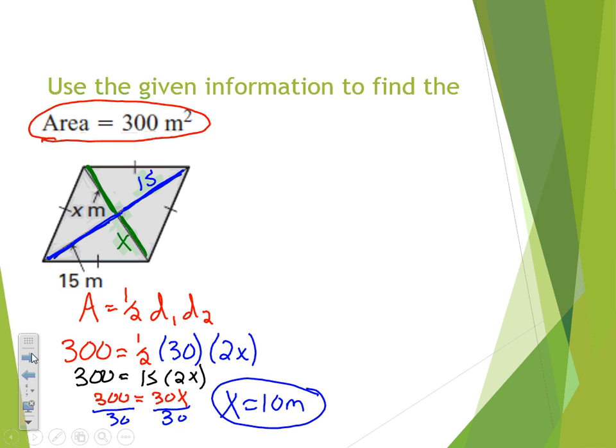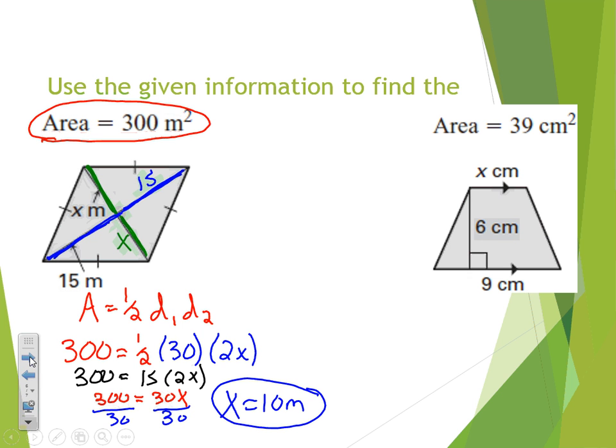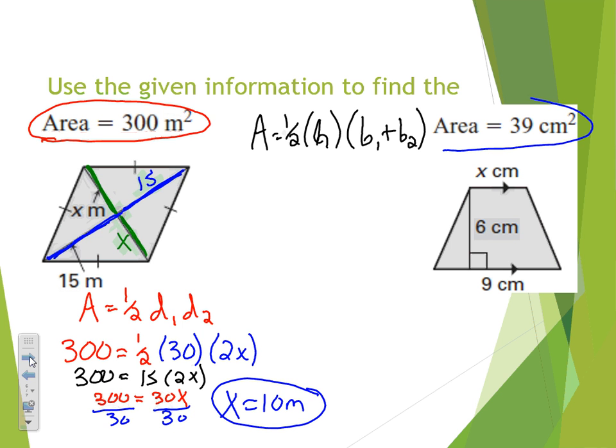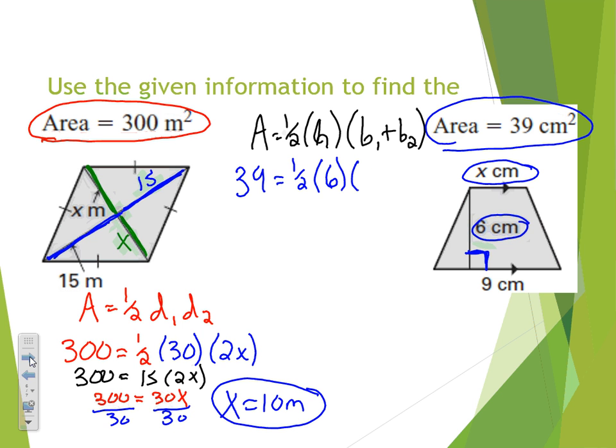All right. Moving on. Now we need to find x in this. Now this one here is a trapezoid. Now to find the area of a trapezoid, I get 1/2 the height times base 1 plus base 2. So I'm going to go ahead and plug in everything I know. I know my area is 39, so 39 equals 1/2. My height here, because I have my perpendicular, is 6. My base 1, I'm going to call right here, I have x. My base 2 is 9.